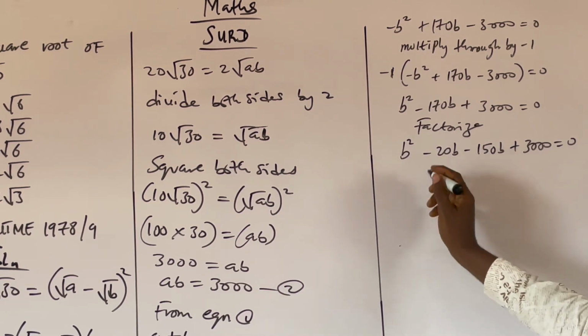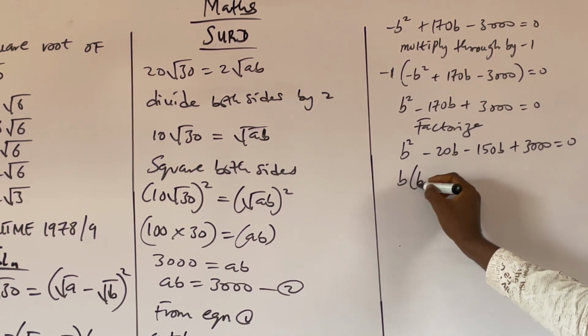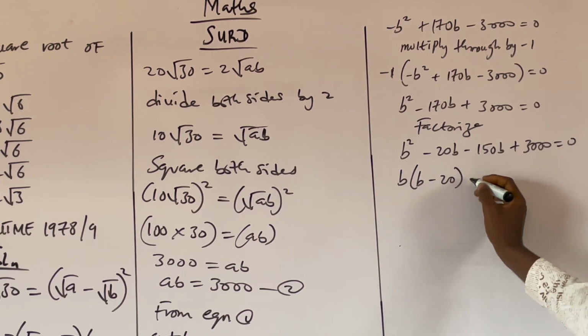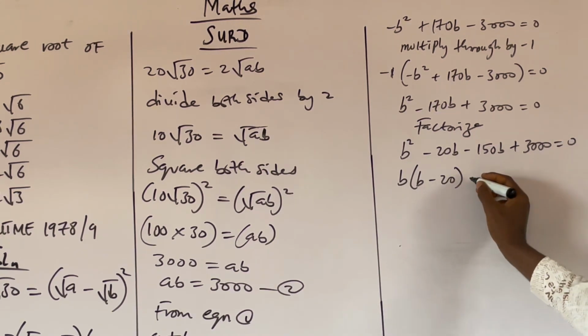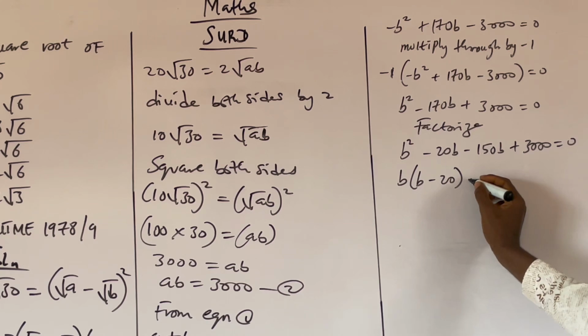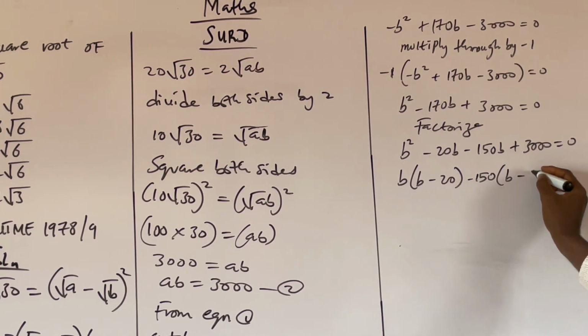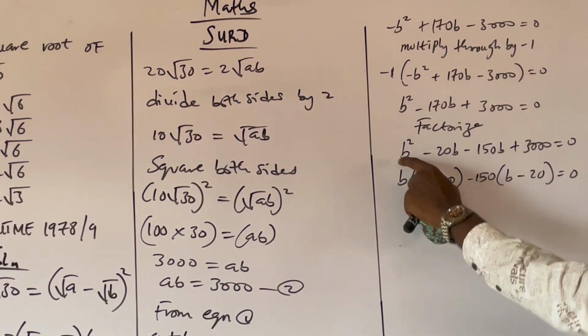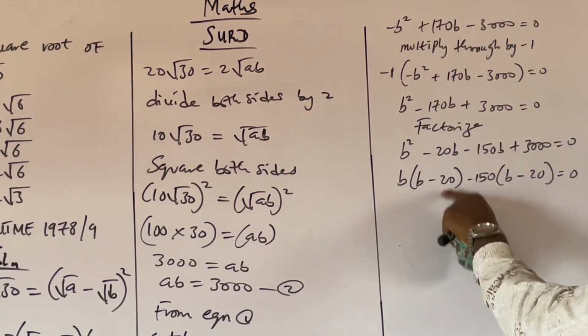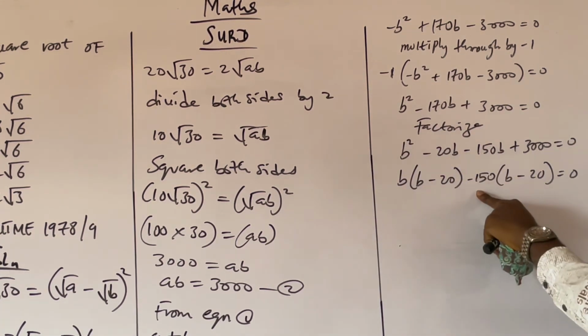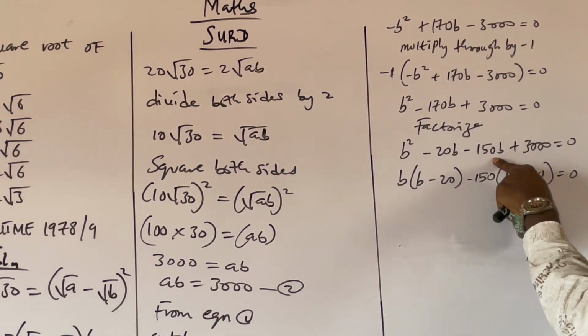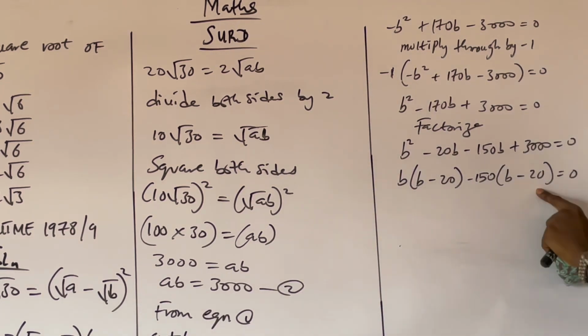So what do you do? Common factor here will give us what? b into bracket b minus 20. Common factor here will give us what? Minus 150 into bracket b minus 20 equal to 0. How? Prove. b times b will give us b square. b times minus 20 will give us minus 20b. Minus 150 times b will give us minus 150b. Minus 150 times minus 20 will give us plus 3,000.